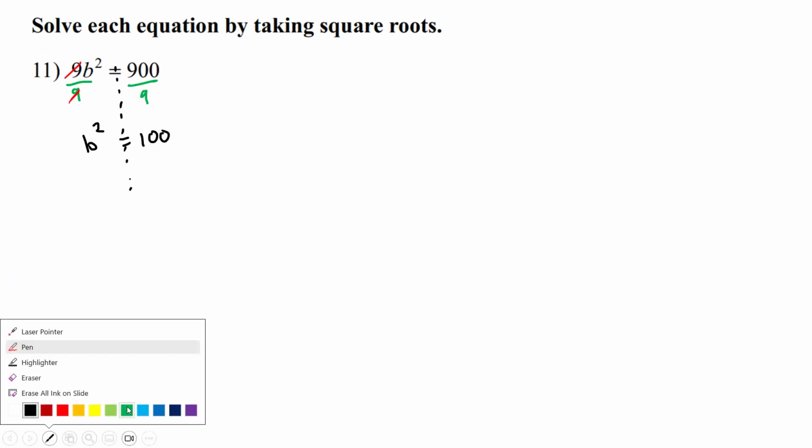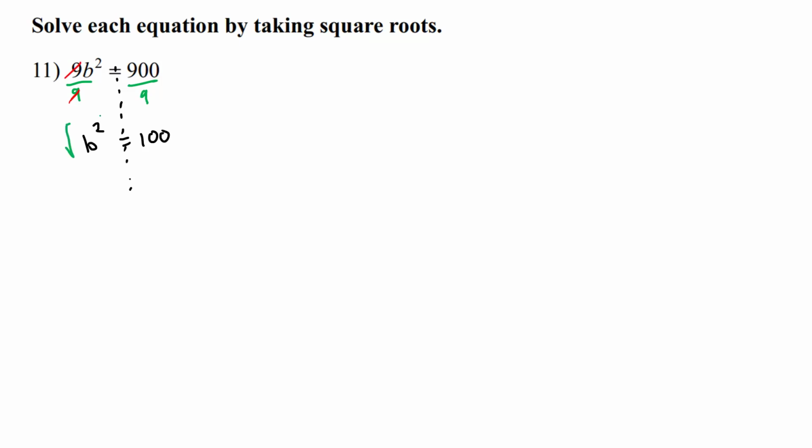So b squared, the opposite of squaring something is the square root. So I'm going to take the square root of both sides. The square and the square root cancel each other out, so the square root of b squared is just b. Square root of 100 is 10. Here's the tricky thing. When you take the square root, you can have two possible solutions. It can be plus or minus 10. So all of these are going to have two solutions. We're going to talk about it more in class. So b could be positive 10 or it could be negative 10.